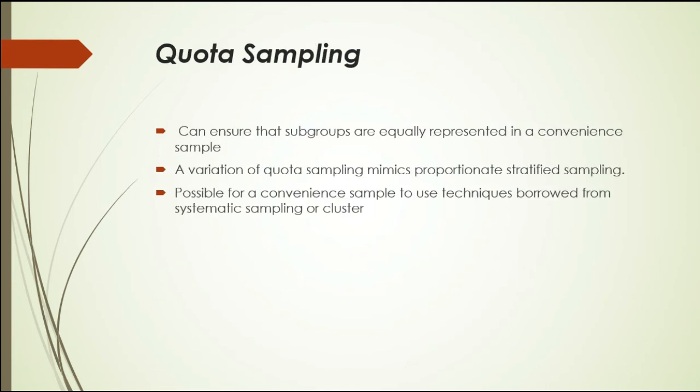We also have quota sampling. Can ensure that subgroups are equally represented in a convenient sample. Okay? A variation of quota sampling mimics proportionate stratified sampling. Possibly for a convenient sample, to use techniques borrowed from systematic sampling or cluster. Okay, sa quota sampling, may pagkakalimbawa to sa proportionate stratified sampling. Okay? So, halimbawa, kung ang quota mo lang na makuha for that study is 50 lang yung kukunin mo. And the rest, hindi mo na siya kukunin. Kasi nga, meron kang goal na number of samples.